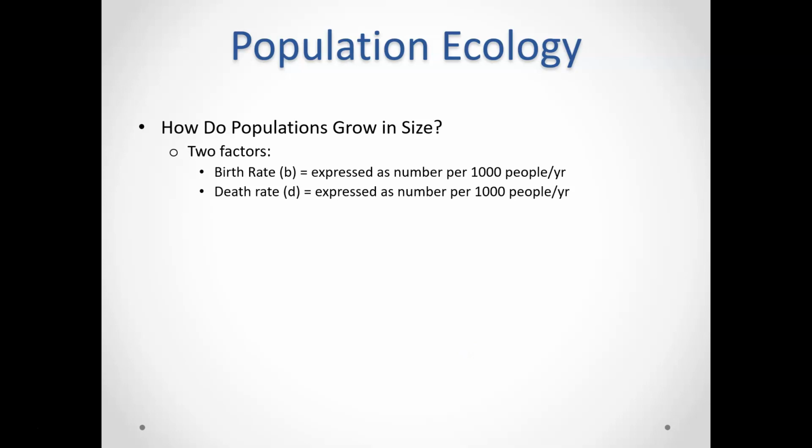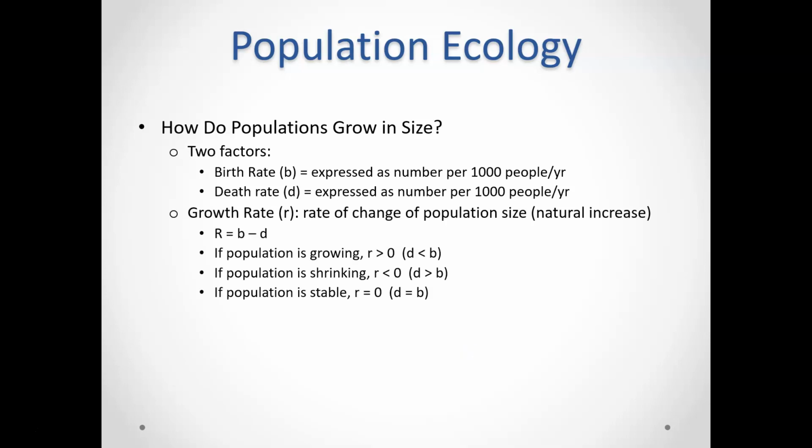And the two biggest factors that determine a population's growth rate are birth rates and death rates. So again, we're going to use humans as an example here. Typically, birth rates are expressed in a population as the number per thousand of people per year, and death rates are expressed as the number per thousand of people per year. So essentially we're just tracking over time how many people are being added to the population, the birth rate, and how many people are leaving the population, the death rate.